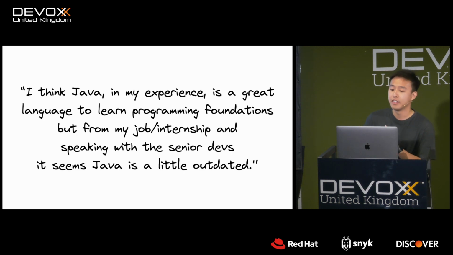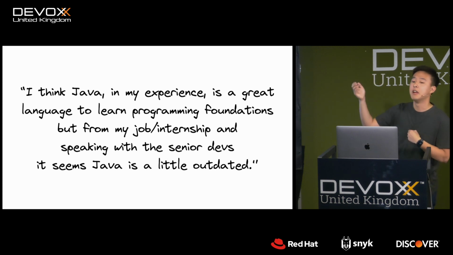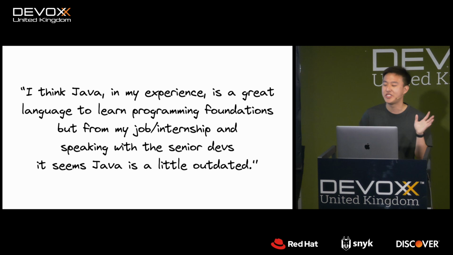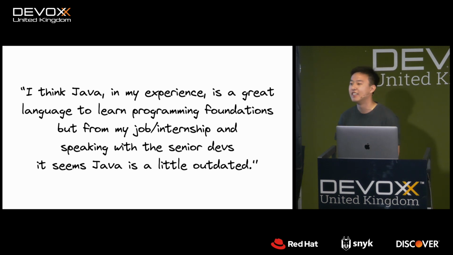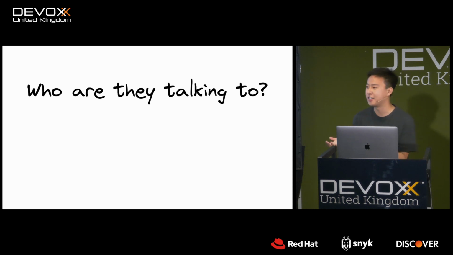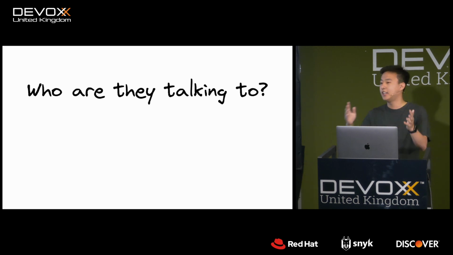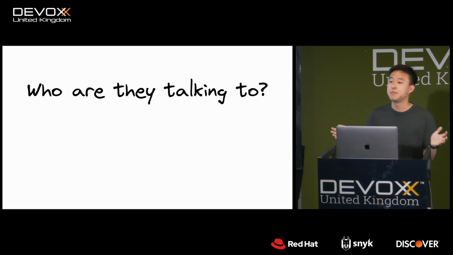And also, I think Java, in my experience, is a great language to learn programming foundations. But from my job and internship experience with the other senior devs, it seems Java is a little outdated. And again, this begs the question of who are they talking to, right? What are the developers that they're reaching out to, and what are the things they're learning within their job? They're learning that Java is outdated, Java is only used in industry because of legacy. No one these days builds a modern app with Java anymore. What is Java?